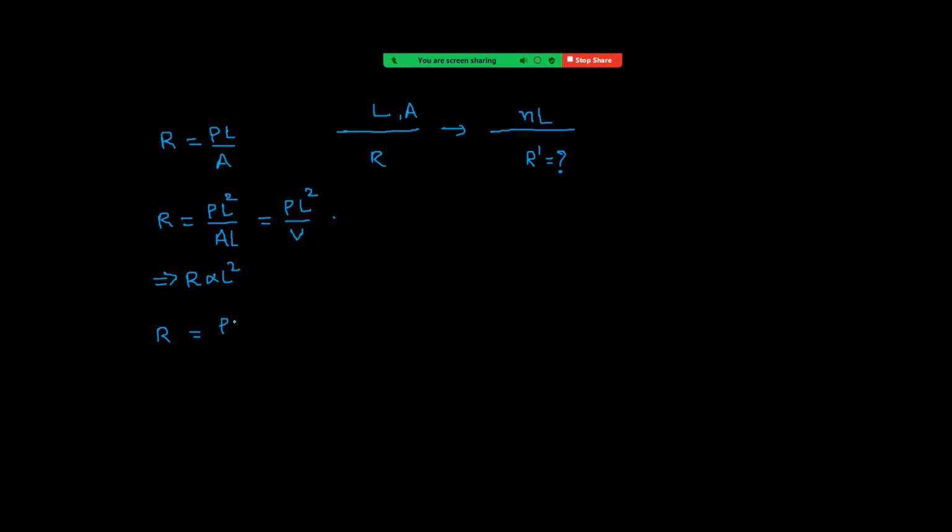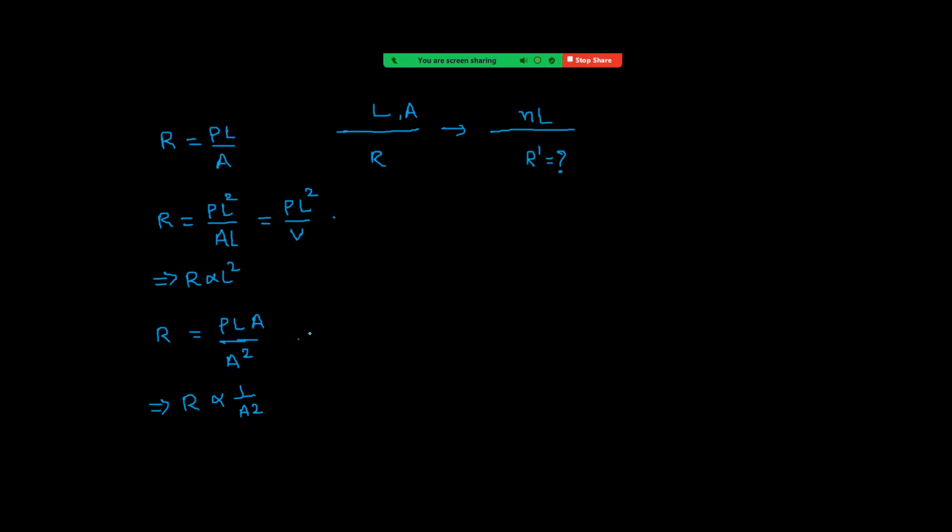R equal to rho L by A, multiply and divide with the cross section area. It becomes A square. Now L into A, this is a volume, which is a constant. Rho is also a constant. Remaining is now A square. So this implies resistance is proportional to 1 by A square.